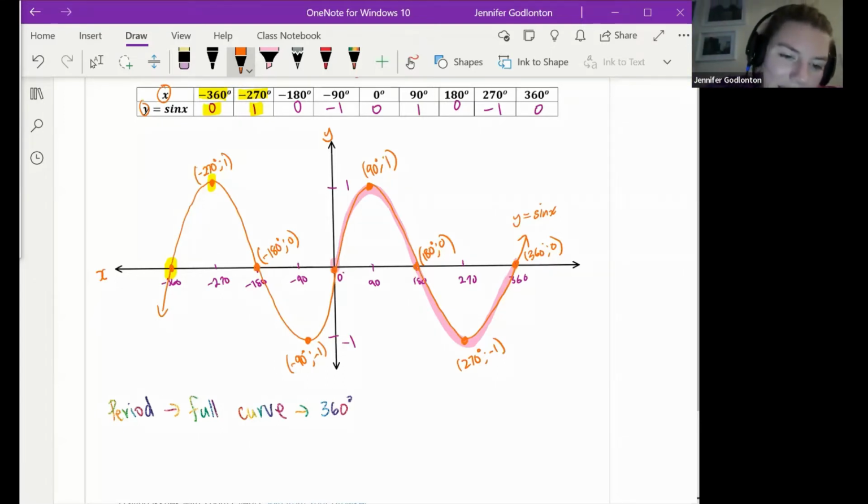The next thing is, if I wanted to know my maximum value and my minimum value, what is the maximum? So what is the maximum that this could be?